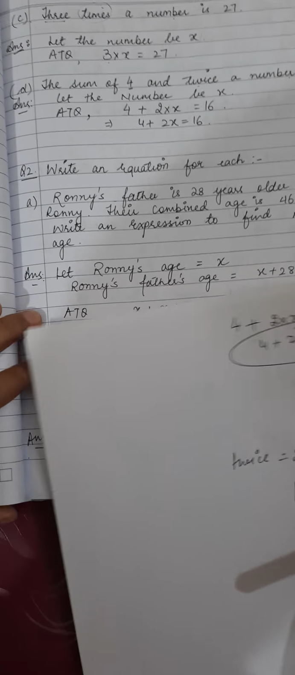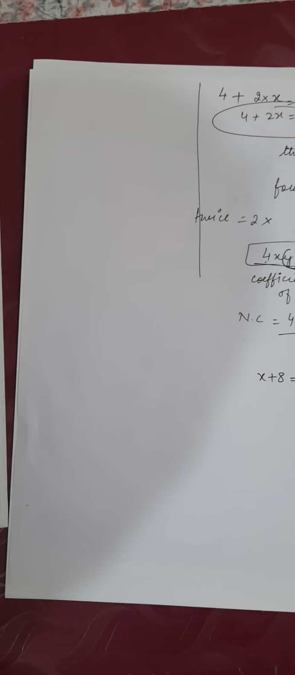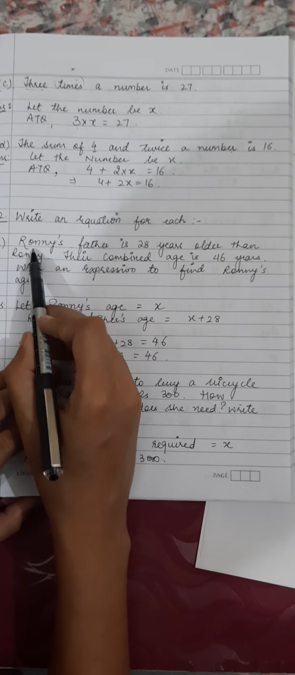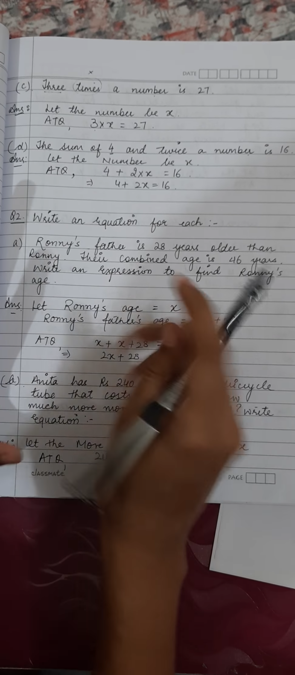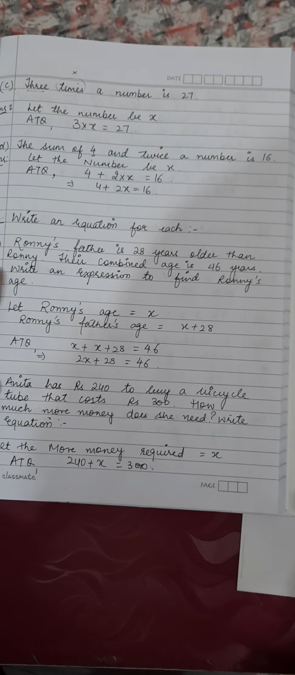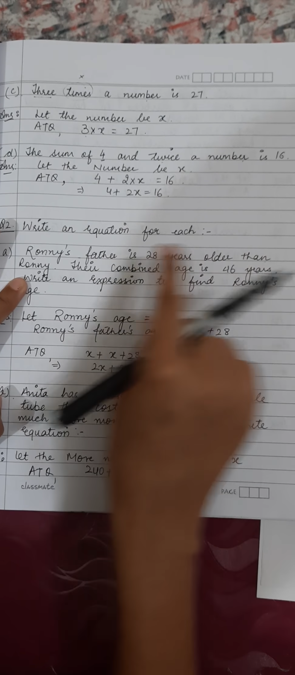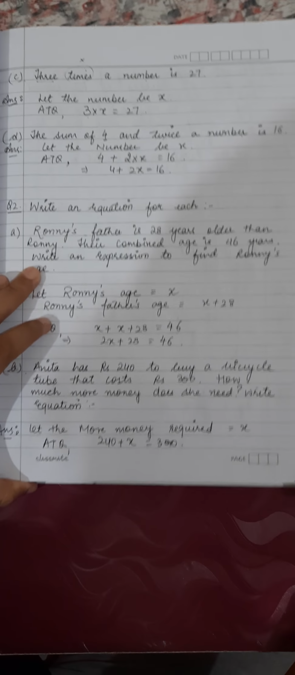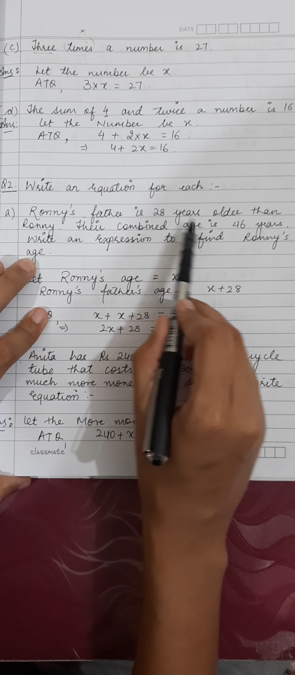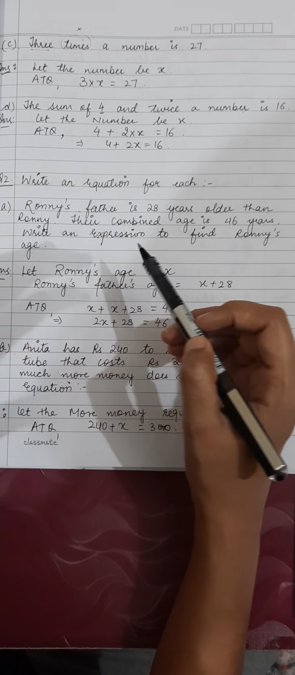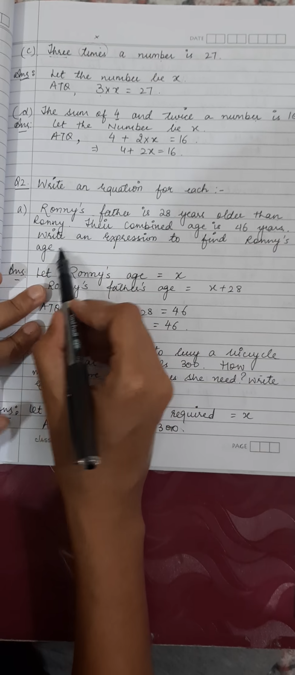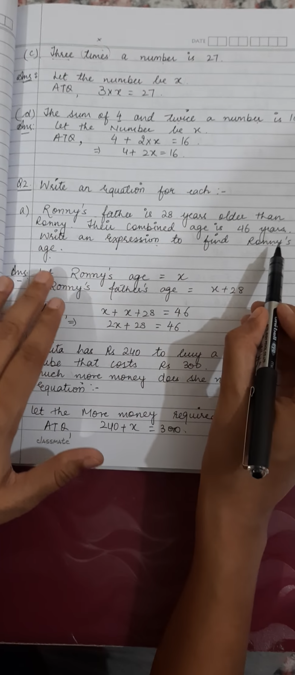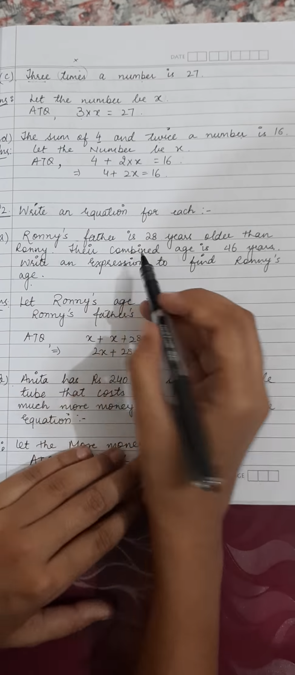Next, question number 2. Again statements are there, and now you have to write the equations. Ronnie's father is 28 years older than Ronnie. First of all, I am going to see the first line here. Do you know the age of Ronnie? No, we don't know, right? And the next line is their combined age is 46 years. That means if I add the ages of Ronnie's father and Ronnie, it will give me 46. Write an expression to find Ronnie's age. They are not asking you to find Ronnie's age, they are asking you to write the expression.